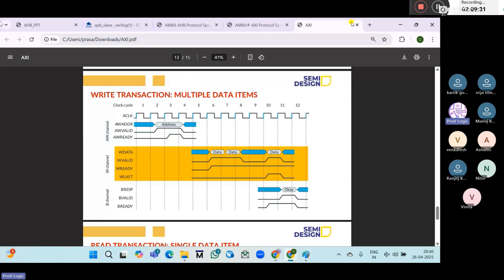Before in the APB protocol, based on the write signal, if write is high we did the write operation, and if write is low we did the read operation. But here we don't have any write or read signal. Both are done in parallel, which is full duplex communication.